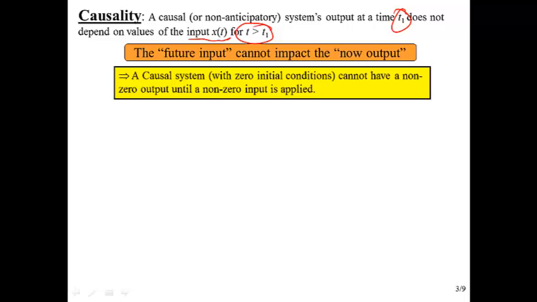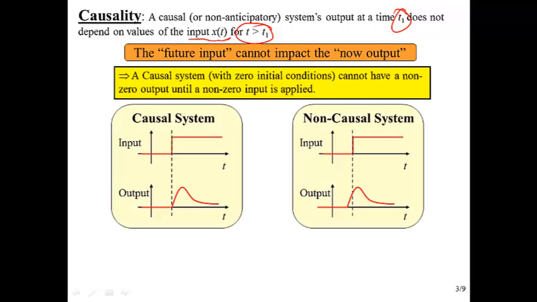If we have no stored energy in our system, a causal system can't have a non-zero output until we apply some non-zero input. In other words, if the system is just sitting there with no energy in it, static, not moving, its output is zero, and we can't suddenly have it start to respond to some input before the input goes non-zero itself. That kind of makes sense. So that gives us a visual way of thinking about this. Again, remember this is zero initial conditions.